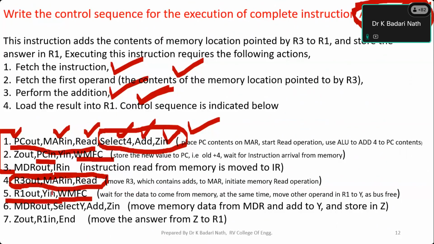Since the other data is still coming, I'm waiting for the data which is coming from the memory. At that time, I am writing the R1 contents, which is nothing but another operand, into the Y register, which supplies one of the operands to the ALU.